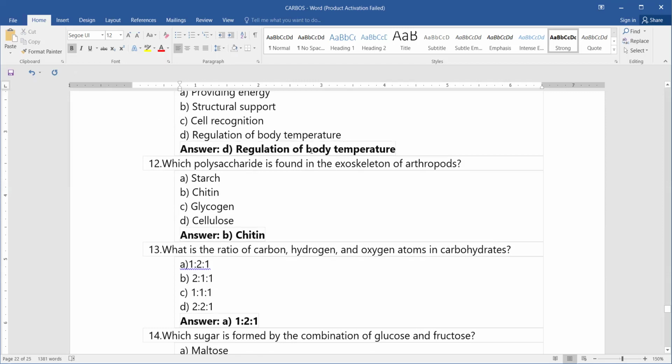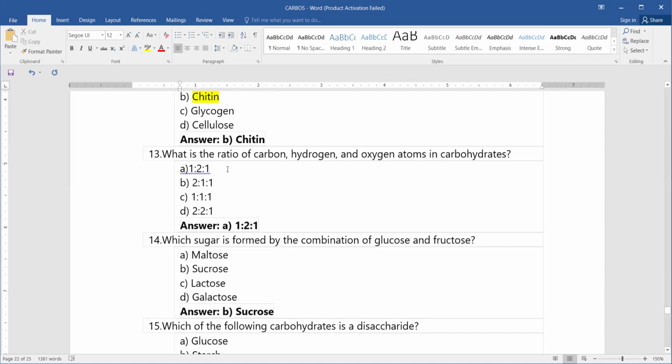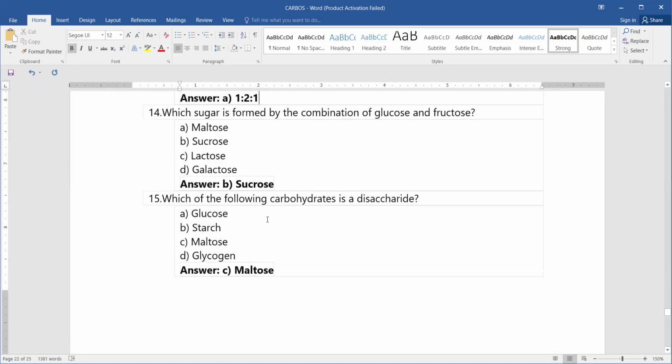Which polysaccharide is found in the exoskeleton of arthropods? Just now we saw, chitin. What is the ratio of carbon, hydrogen, and oxygen atoms in carbohydrates? Okay, so that is 1:2:1. Which sugar is formed by the combination of glucose and fructose?